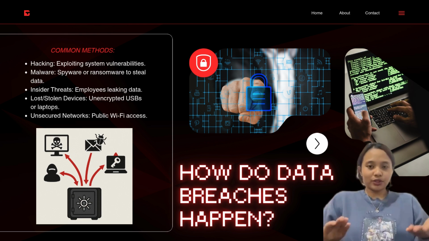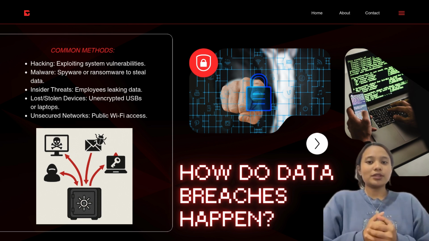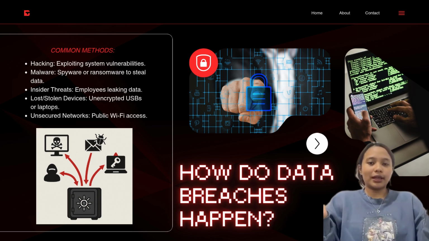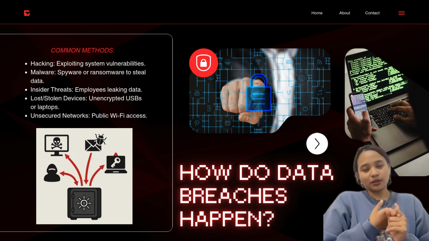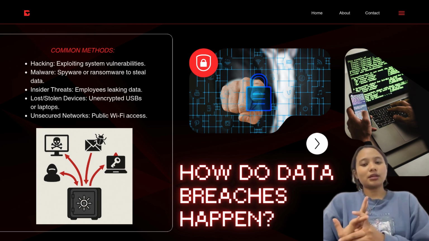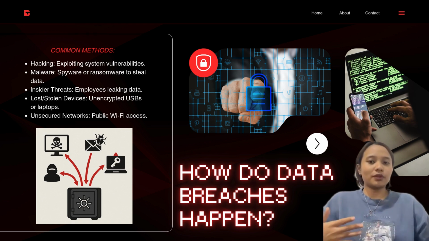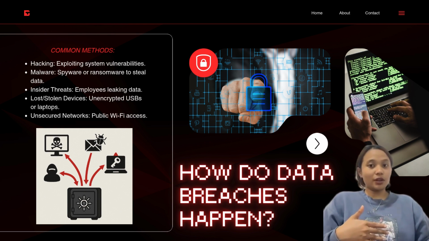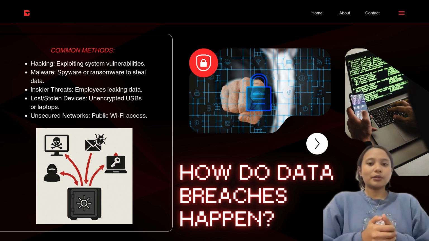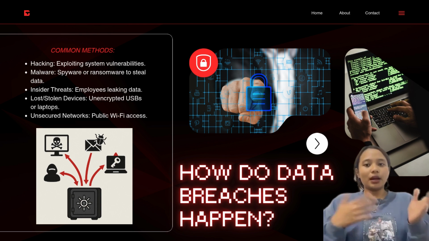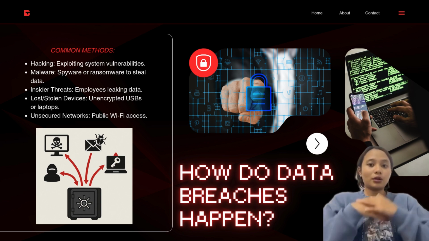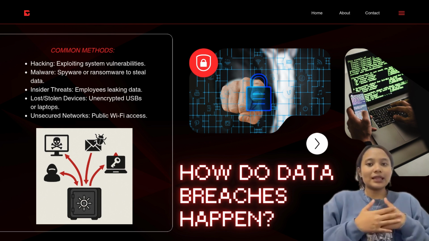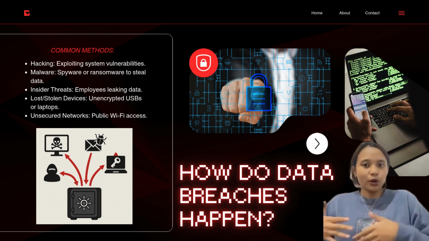So, how do data breaches happen? Data breaches can happen in many ways. Some of the most common: the first one is phishing emails, where the attackers trick users into giving away passwords. Number two is hacking, exploiting security flaws in systems. Number three is malware, where harmful software like ransomware can lock or steal data. Number four is insider threats, where employees leak data either intentionally or by mistake.